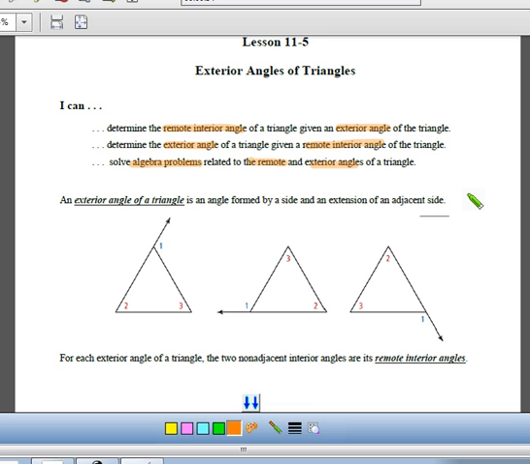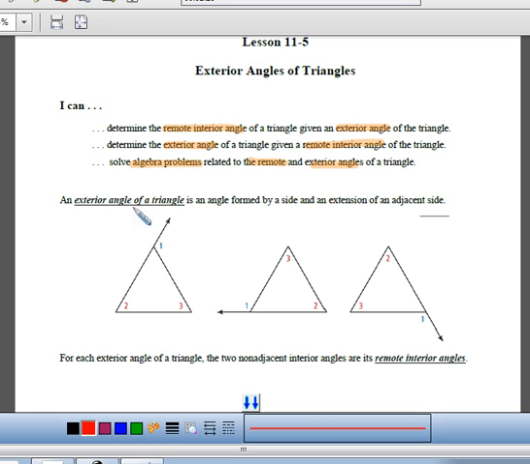Alright, so lots of terms here, but some of them you have already heard before, like interior means inside, exterior means outside, solving problems is nothing new to us. The word remote might be a little confusing for some of you, but when we talk about it a little bit more, I think it'll make sense. Alright, so the first part of this lesson, we've got some terminology to understand here.